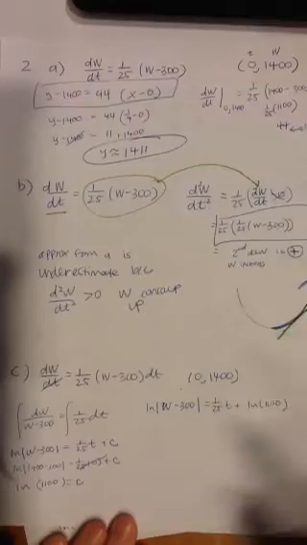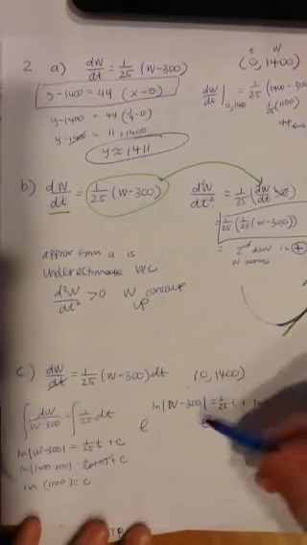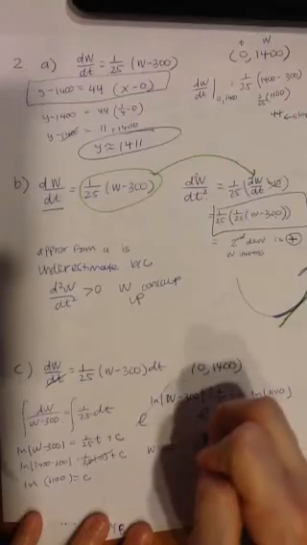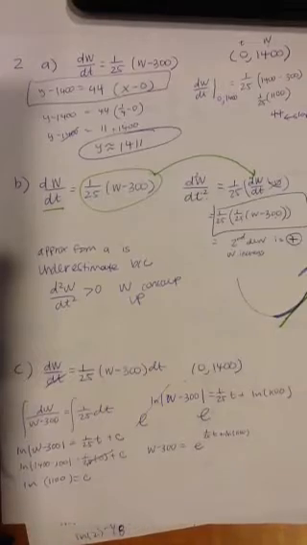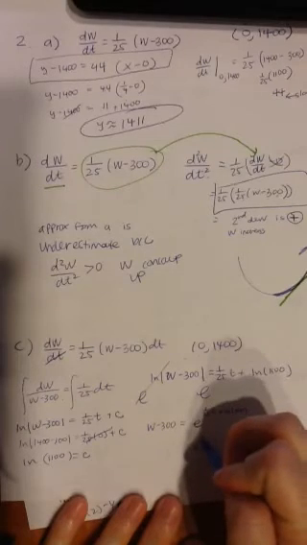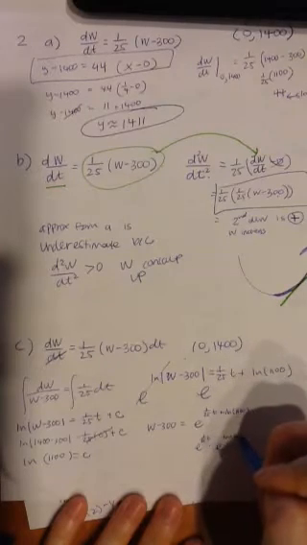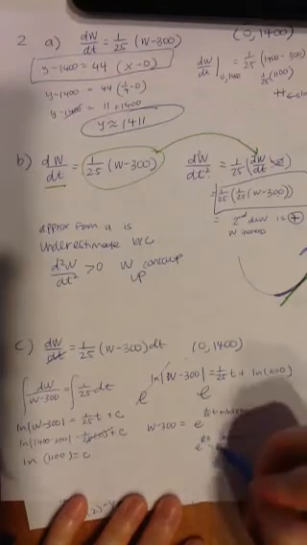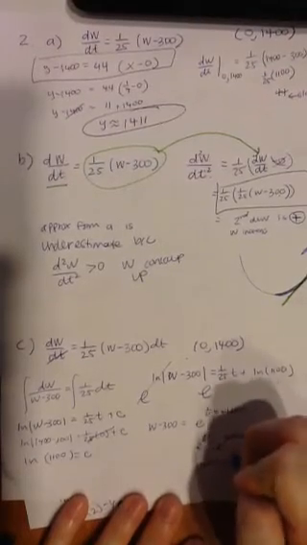Okay, now I need to get w by itself, so I need to raise e to the power on both sides. This cancels out, so that's just w minus 300, and this is e to the 1/25 t plus natural log of 1100. Now I can simplify this a little bit, so this is the same as e to the 1/25 t times e to the natural log of 1100, because adding in your exponents is the same as these bases multiplying by each other. This cancels out and it's just 1100, so this is the same as 1100 e to the 1/25 t.